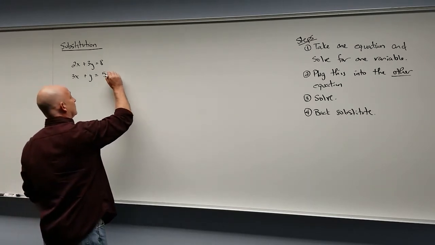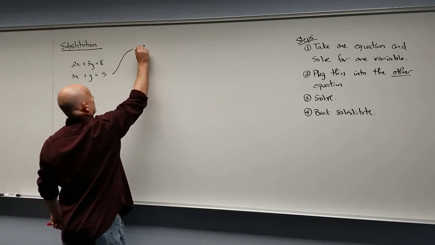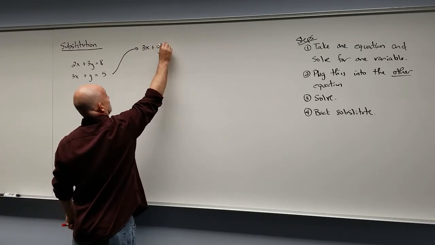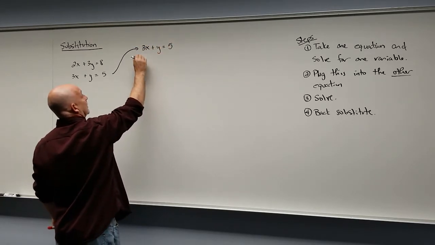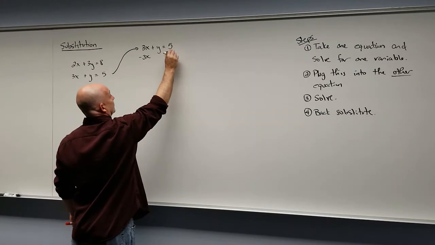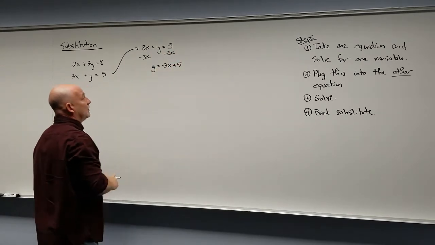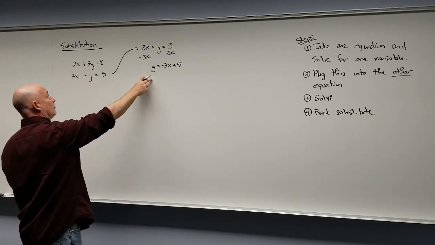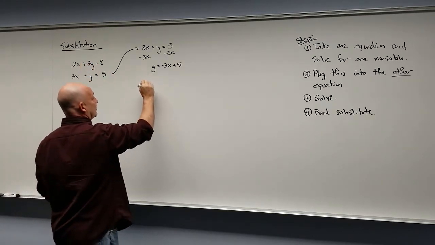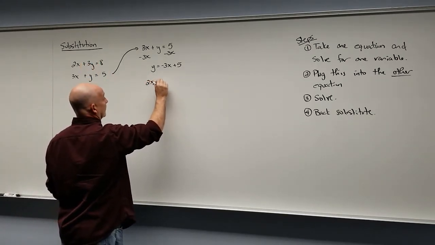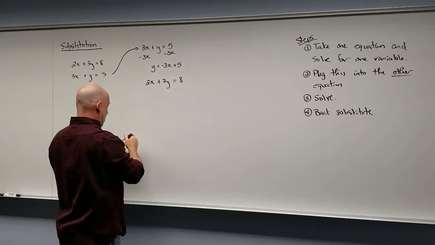I'm going to take this equation, I'm going to bring it up here. We have 3x + y = 5. All right, I'm going to solve for y. So y = -3x + 5. Now we're going to take this value, now that we know what y equals, and we're going to plug that into the other equation. The other equation is 2x + 3y = 8.